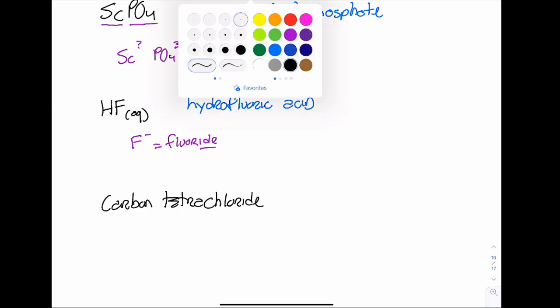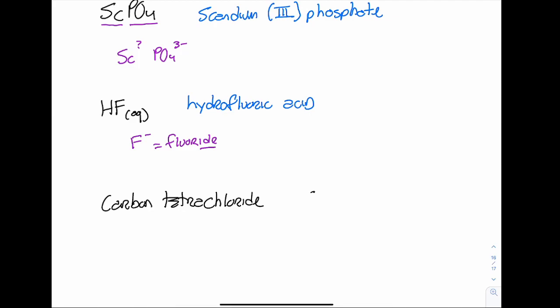So C, how many carbons do I have in this compound? Yeah, just one, right? I don't have a prefix in front of it, so it's just one. And then chloride is chlorine, we already said that. And then how many chlorines do I have? Good, tetra is 4, so carbon tetrachloride is CCl4.